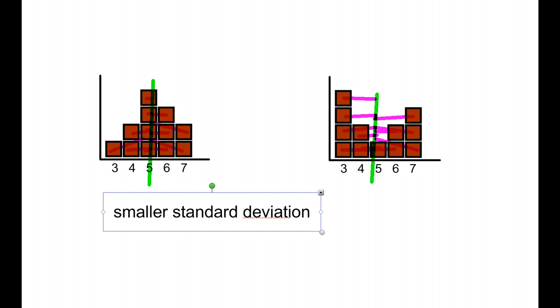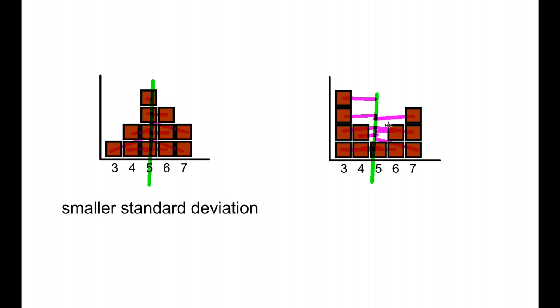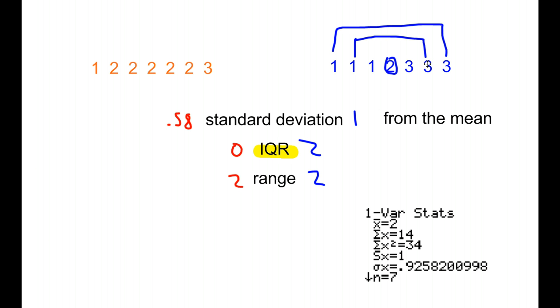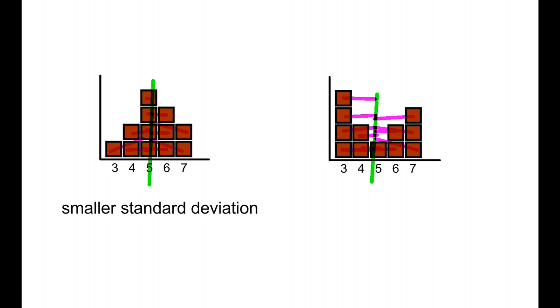Whereas the one on the right, because the purple lines are kind of long, because most data points are far away from the middle, it's going to have the higher standard deviation. And that's what happened here. Most of these data points are clumped up on the left and right, so they're farther away, higher standard deviation. Here most of the data is in the middle, lower standard deviation. So that is the different measures of spread.